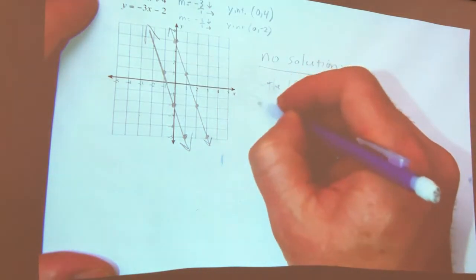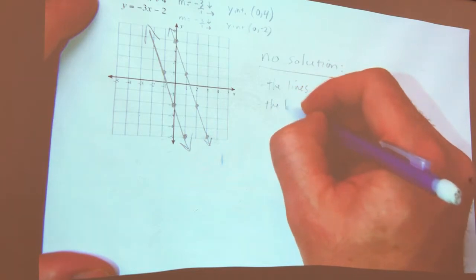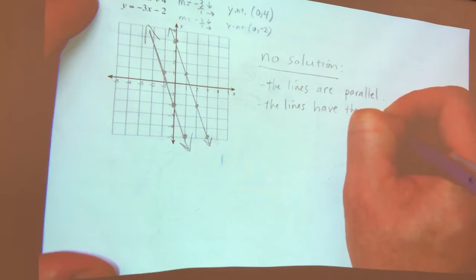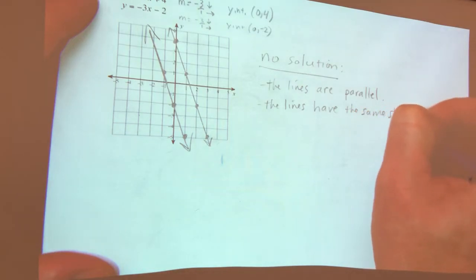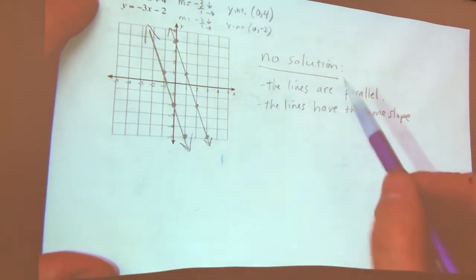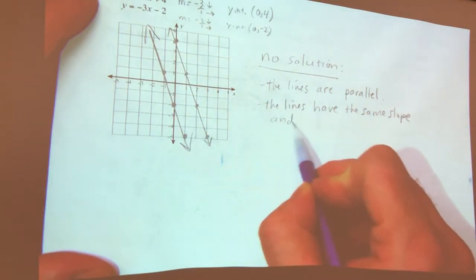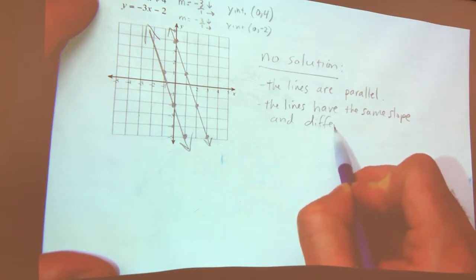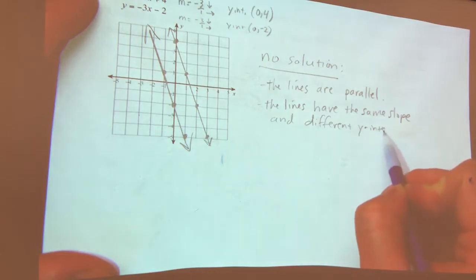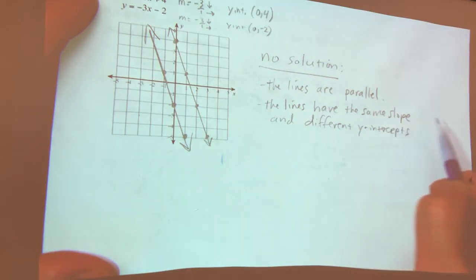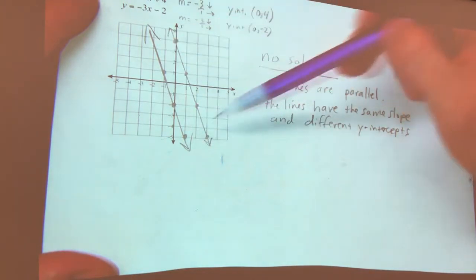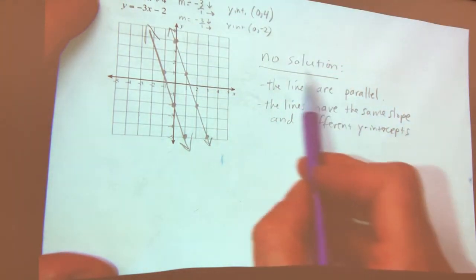And we can generalize as well that the lines have the same slope. So they both had a slope of -3, right? So they both go in the same direction. And different y-intercepts. So because they have different y-intercepts but the same slope, they start in different places, but they move in the same direction, so they'll never cross. And so therefore, they would have no solution.